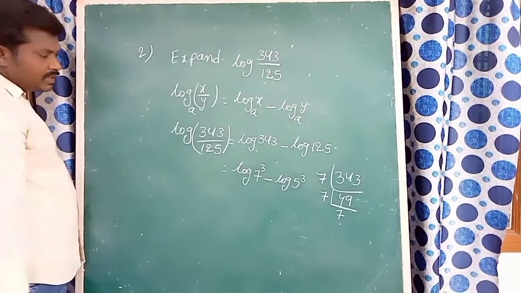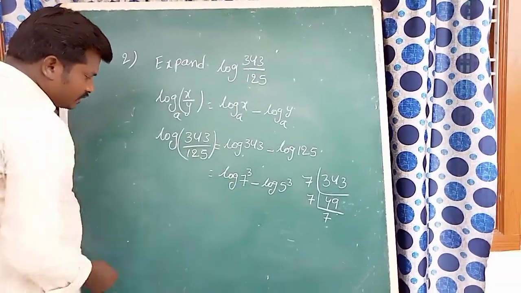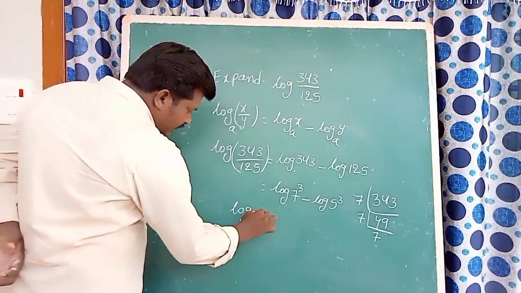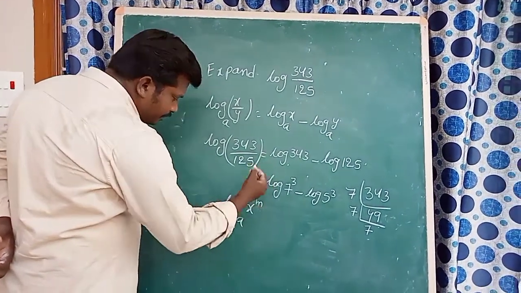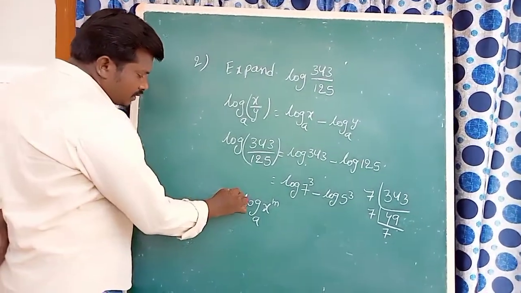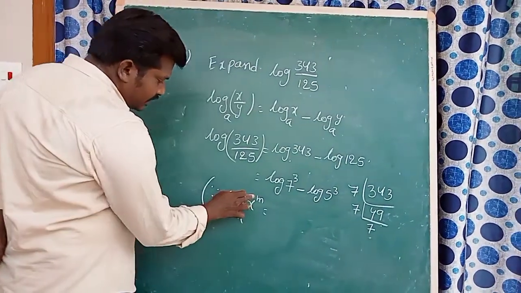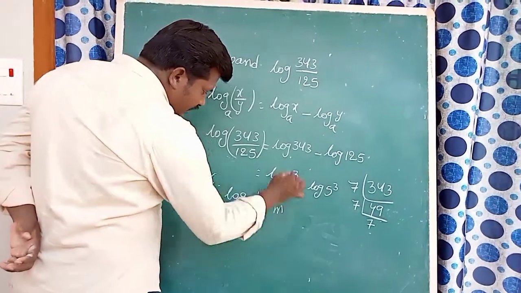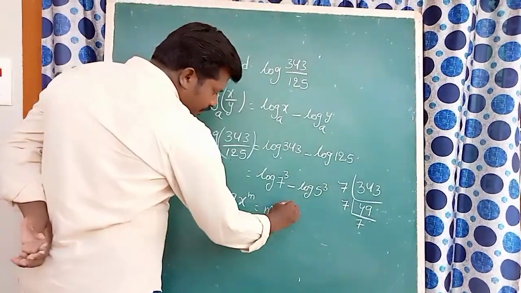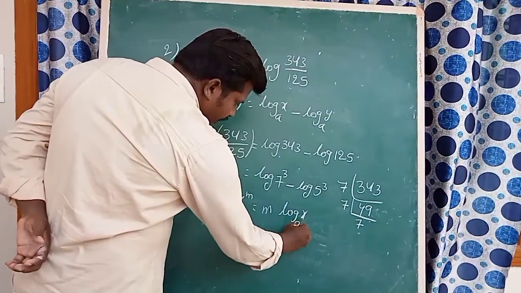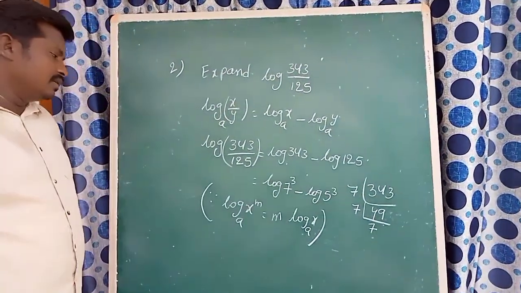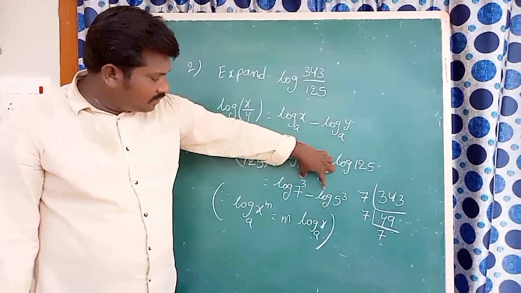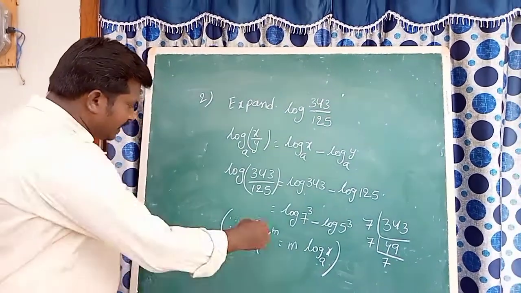Okay, now observe that one. For this one we have one more important point, that is log x power m base a. That is the formula. For this one, send this power value before the logarithm. So write down m and then log x base a. That's all. Apply this formula to the above one. That is the final answer.